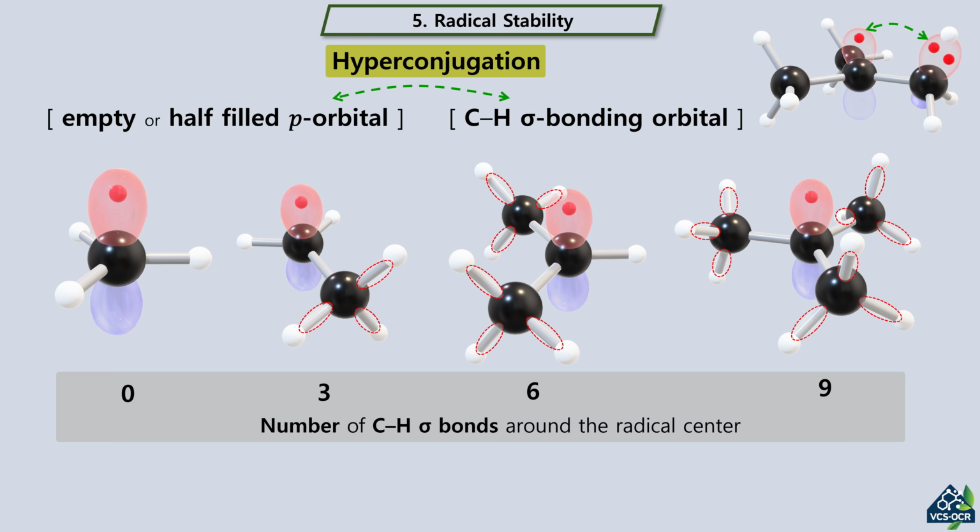Primary is less stable than secondary, which is less stable than tertiary. While alkyl groups donate electron density weakly through an inductive effect, this stabilization is primarily driven by hyperconjugation, the overlap between neighboring C-H sigma bonding orbitals and the half-filled p orbital, which delocalizes electron density and stabilizes the radical center.